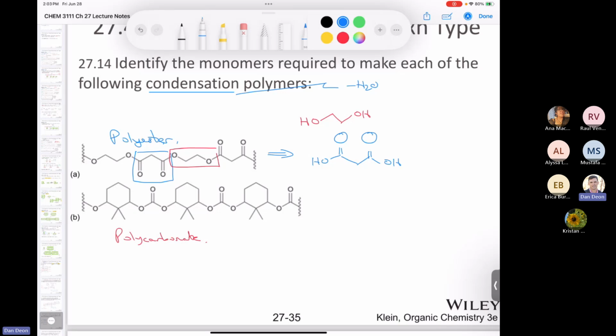For the other one, the one below it, if it's a polycarbonate, we know it's made from phosgene, right? Phosgene is going to be our electrophile, and our nucleophile in this case is going to be this, what would you call it? 2,2-dimethyl 1,3-cyclohexane diol, I guess is what you would call that compound. So we'll scribble that over here. So it's going to look something like this. And there you go. Those are the two monomers that you would use to make the polycarbonate.